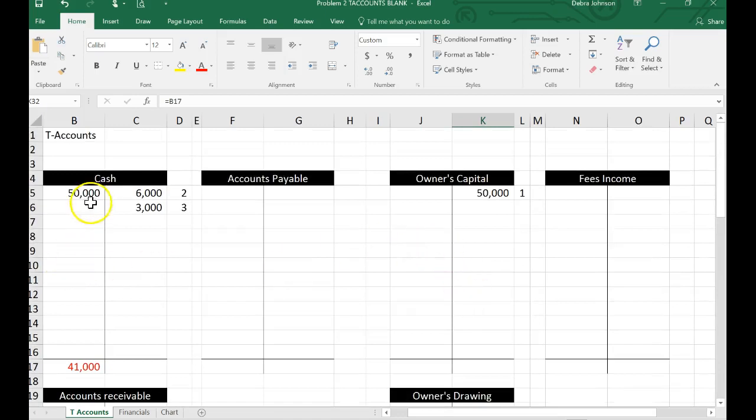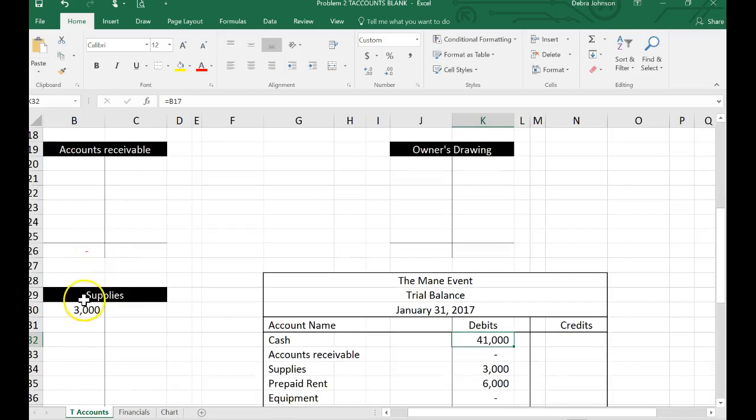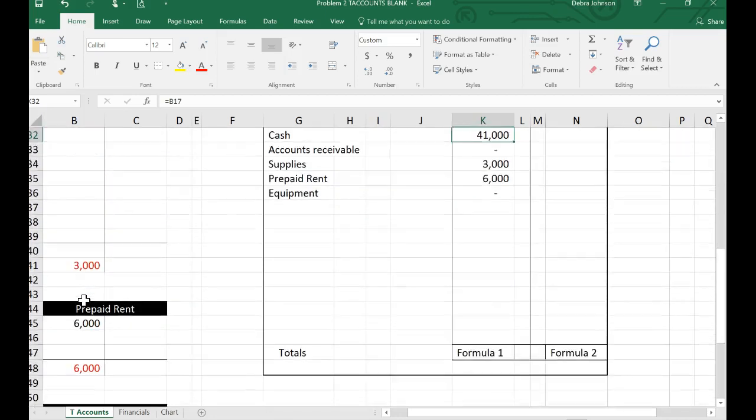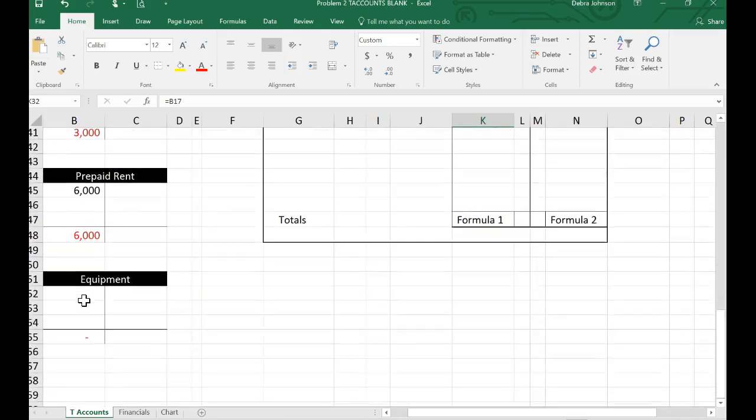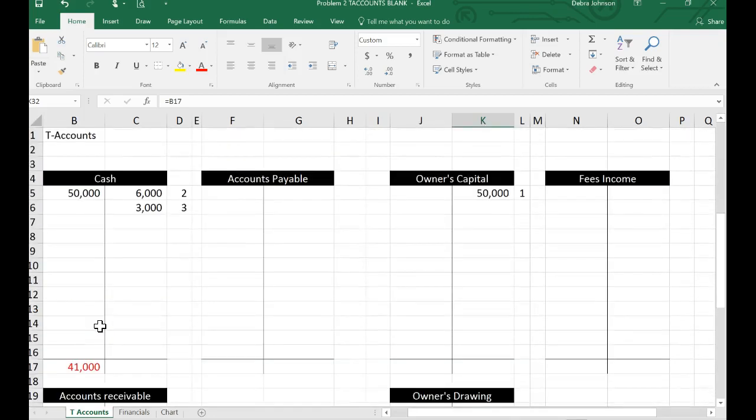So for example, I've done cash for you. It looks like I've done accounts receivable, supplies, prepaid rent, and equipment. Looks like it's been done for you. So the one that I'm going to show you how to do is accounts payable. So think about accounts payable. It's a liability account, which means its normal balance is a credit.